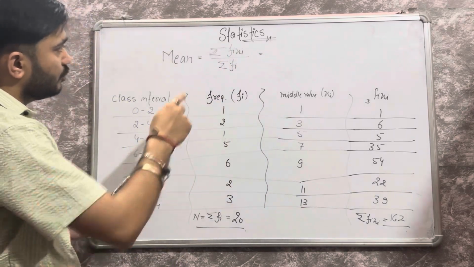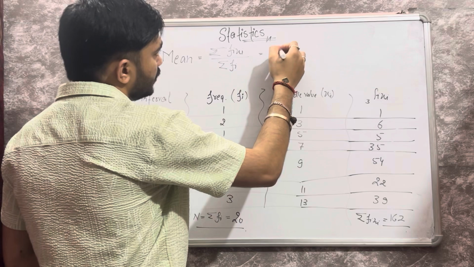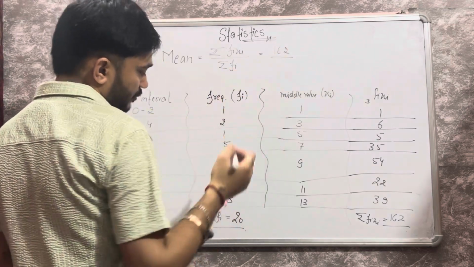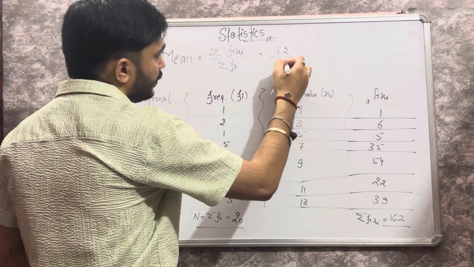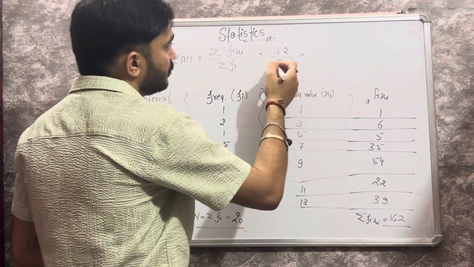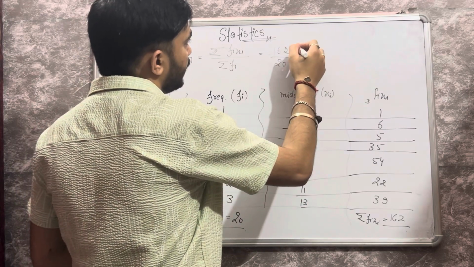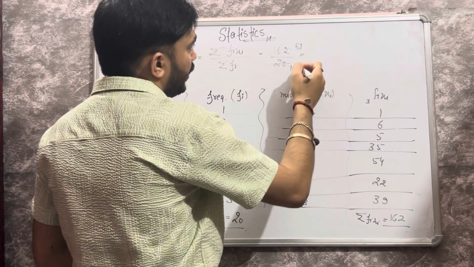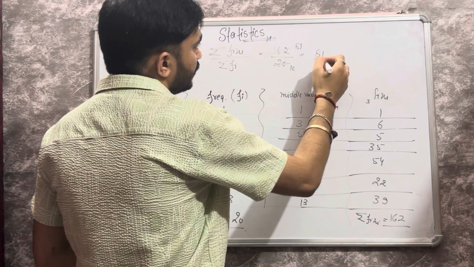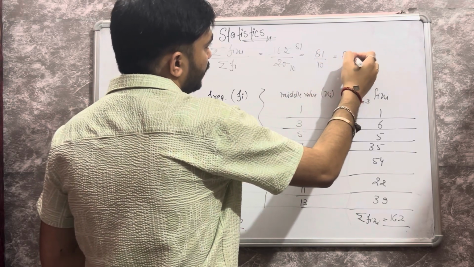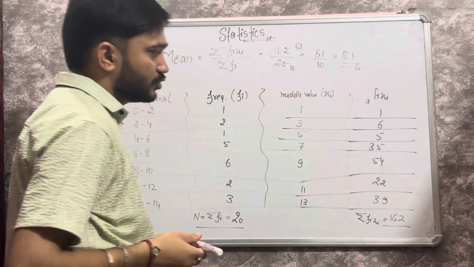So what is the summation of fixi? That is 162, divided by the summation of fi, which is 20. Now divide this number by 2, you will get 81 and here 10. 81 divided by 10 is equal to 8.1. That is the answer of this question. Any doubt?